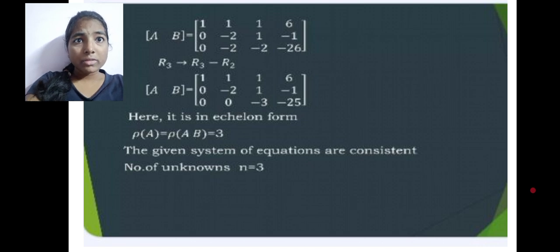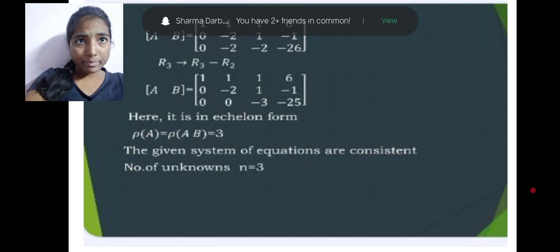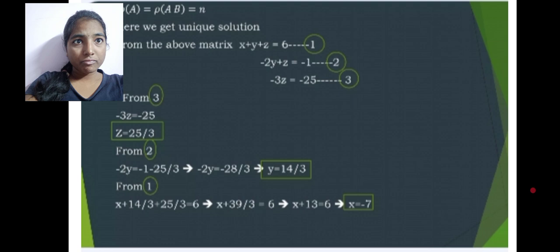So rank of A is equal to rank of [A|B] is equal to the number of unknowns. So what is the condition? The equations are consistent. Next, rank of A is equal to rank of [A|B] is equal to n. Here we get a unique solution from the above matrix, x plus y plus z is equal to 6. See here we have a detailed solution for that.